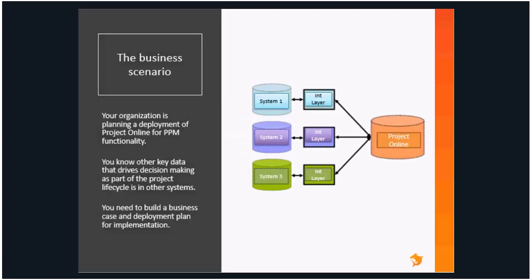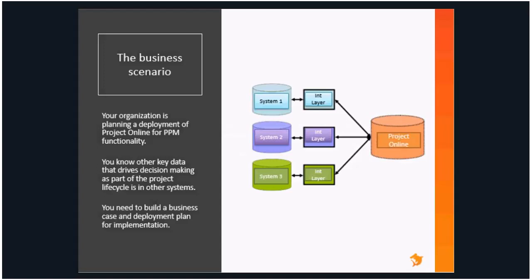So the overall business scenario when we're working with clients, and maybe this is typical to your environment, is you're planning a deployment of Project Online to support typical PPM functionality. That would be project scheduling, it would be resource forecasting, capacity planning, it may be demand management, it may be intake, portfolio management, as well as day-to-day project management, collaboration, time tracking, and reporting. All the things Project Online is really good at, delivered through the cloud.